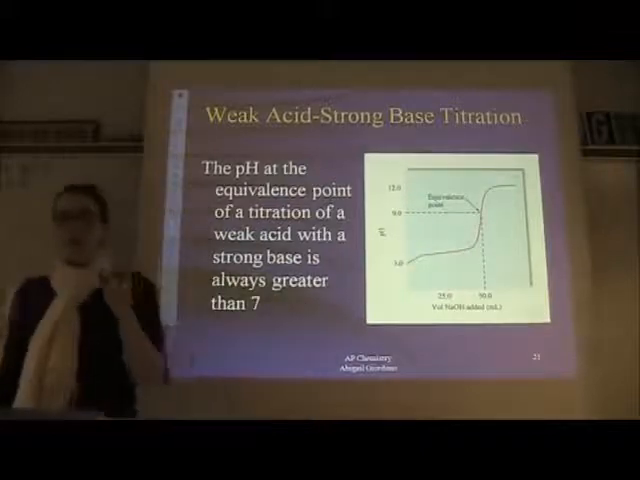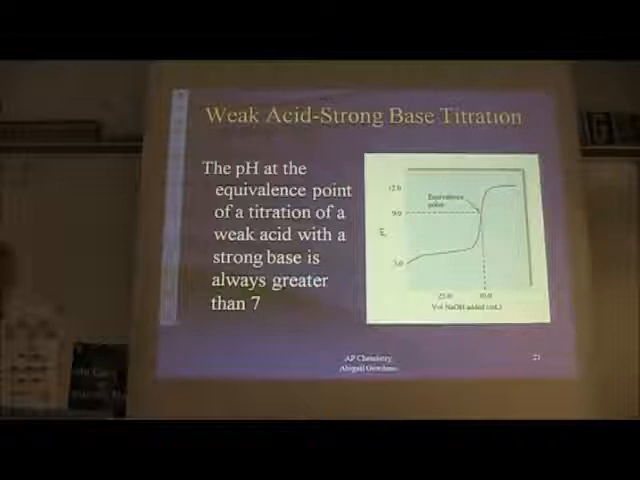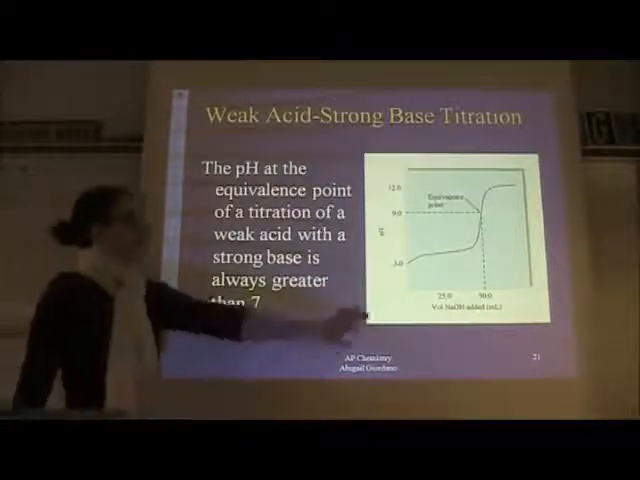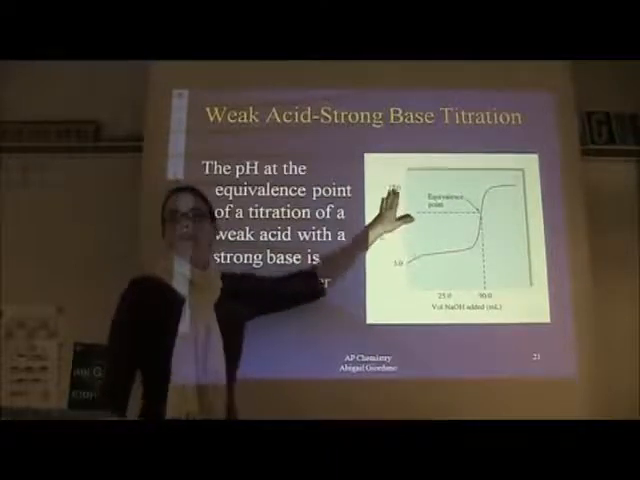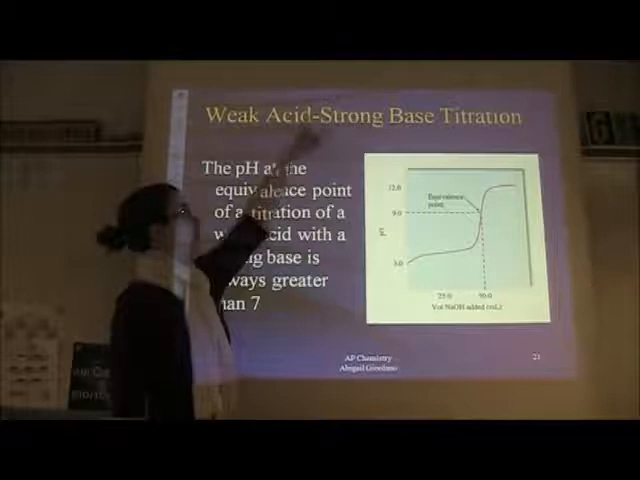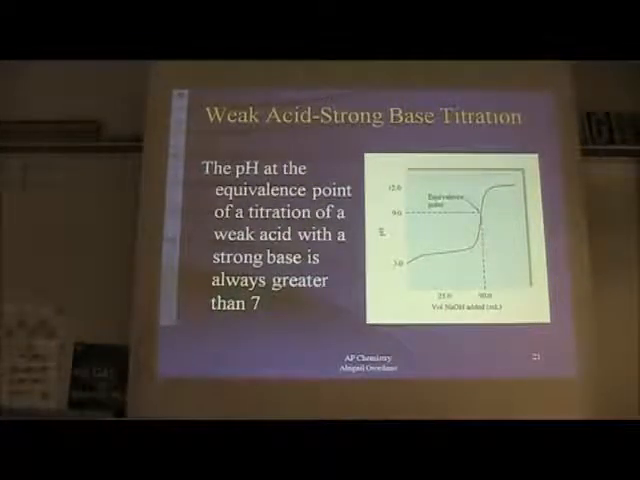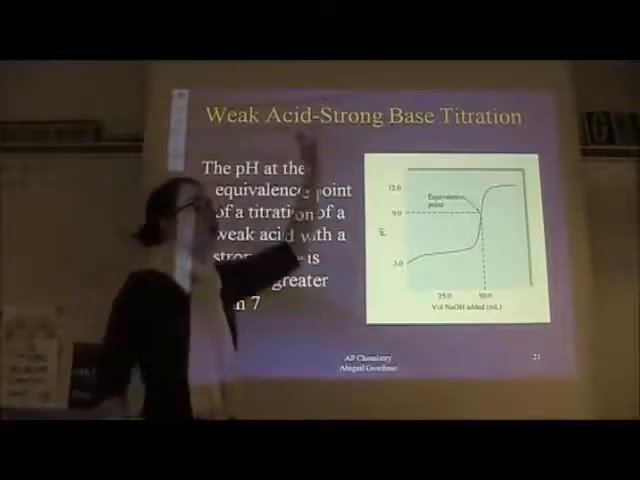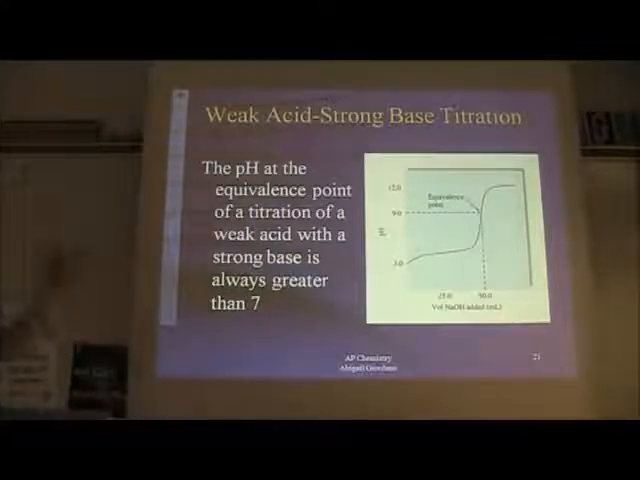Tell me, what is the pH at equivalence for a strong titration? 7, okay? Now this graph is not saying the pH at equivalence is always 9 when you have this situation, but it is trying to illustrate the point that the equivalence point of this kind of a titration will always be in the basic range, above 7, okay?